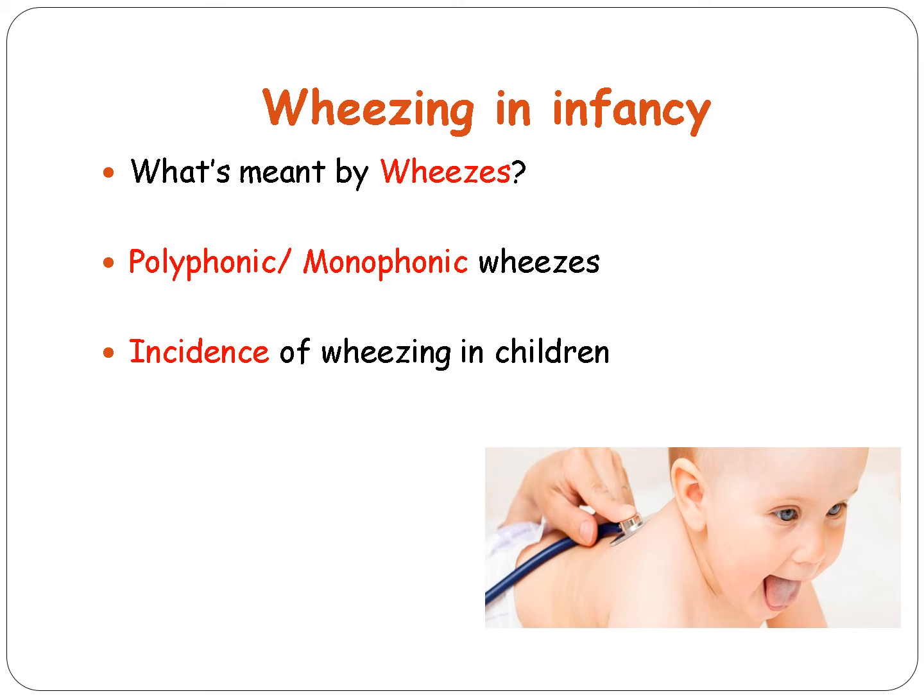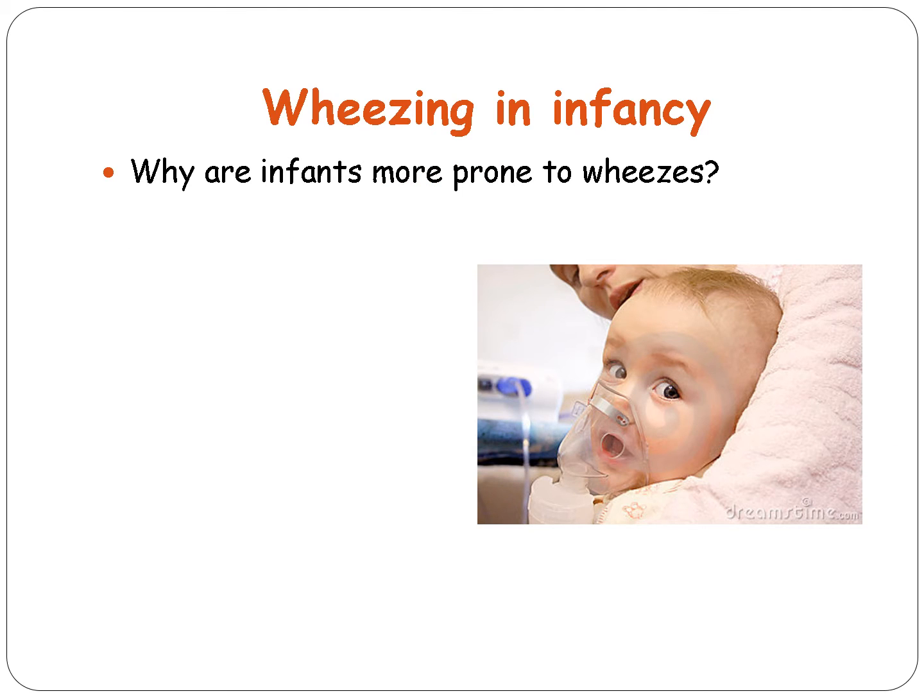As you know, wheezing is a common presentation especially in infants, and about 50% of infants below 2 years of age have at least one episode of wheezes. So why are infants more prone to wheezes? They are more prone because of different anatomic factors related to the lung and chest wall, in addition to immunological and molecular factors in comparison to older children. Now we are going to discuss two of the most important anatomic factors that can affect infants and make them more prone to wheezes.